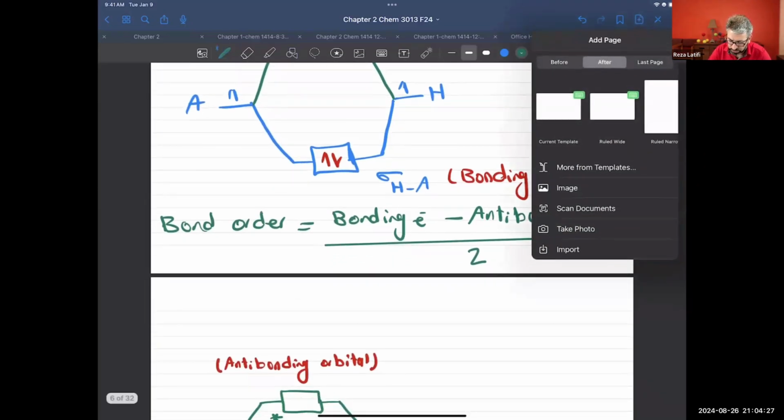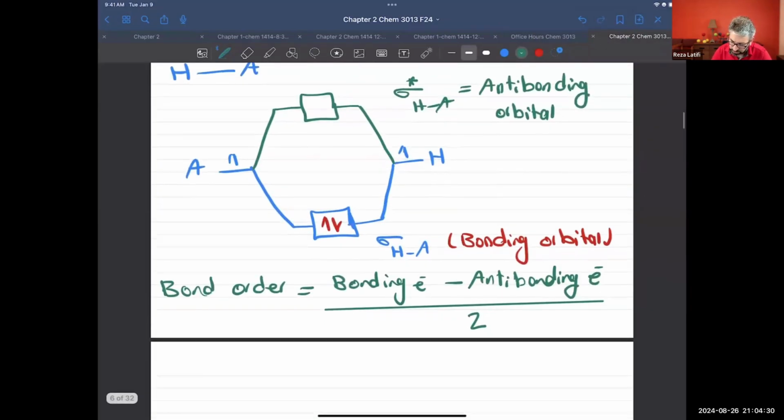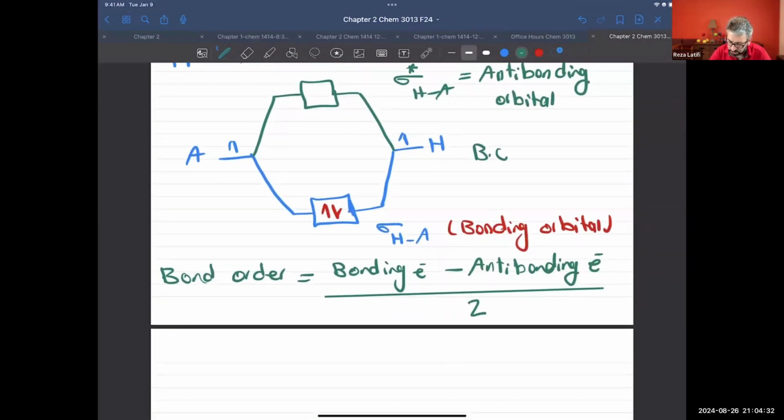So what's going to be the bond order? I'm going to write it here. Bond order will be 2 minus 0 divided by 2. That's going to be 1. What does it mean? It means H will attach to A through a single bond. Now we got the molecular diagram of HA.